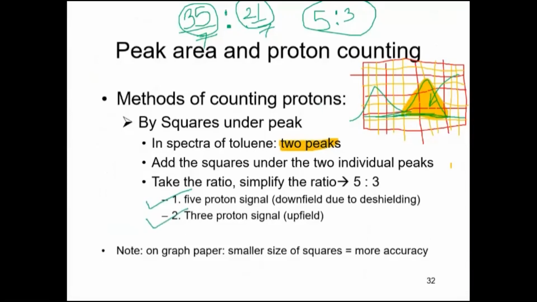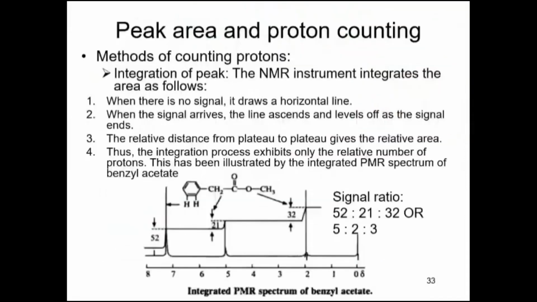Whichever signal is downfield, towards the left hand side, will be downfield. So the 5 proton signal will be downfield, and the other set of protons will be upfield. Now on the graph, a smaller size of square means more accuracy. I have drawn, suppose, this size of square. If we further divide squares into smaller squares, the result will be more accurate.